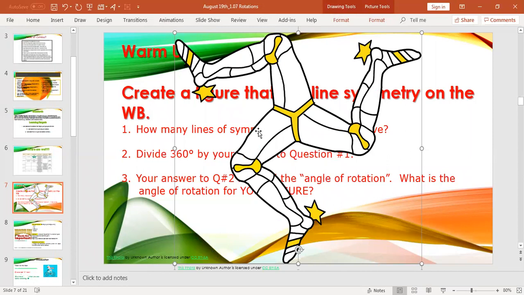It also has angles of rotation of 120 times 2, which is 240. And 120 times 3 brings us back to 360. So our angles of rotation are 0, 120, 240, and 360. So this figure has rotational symmetry.